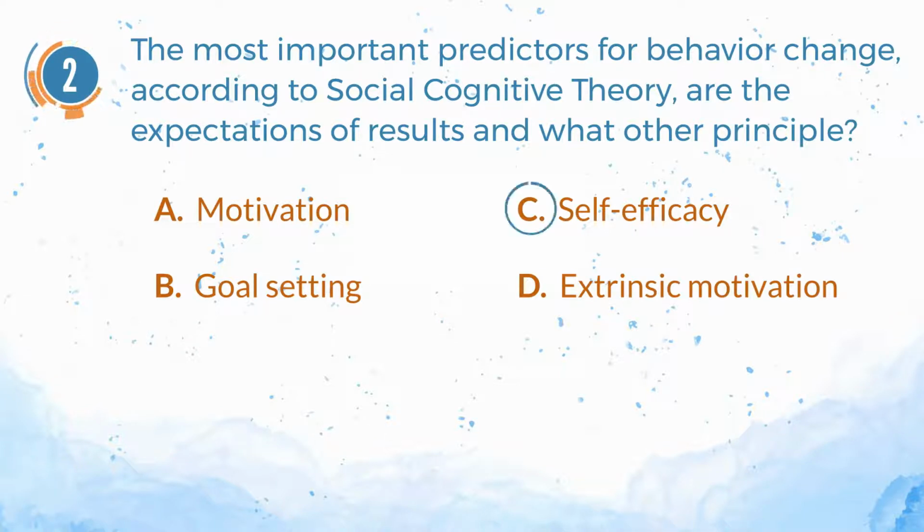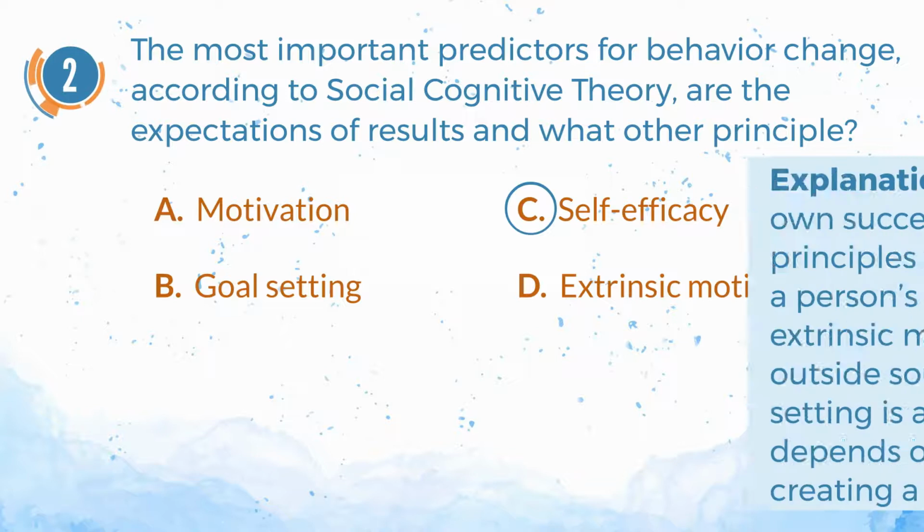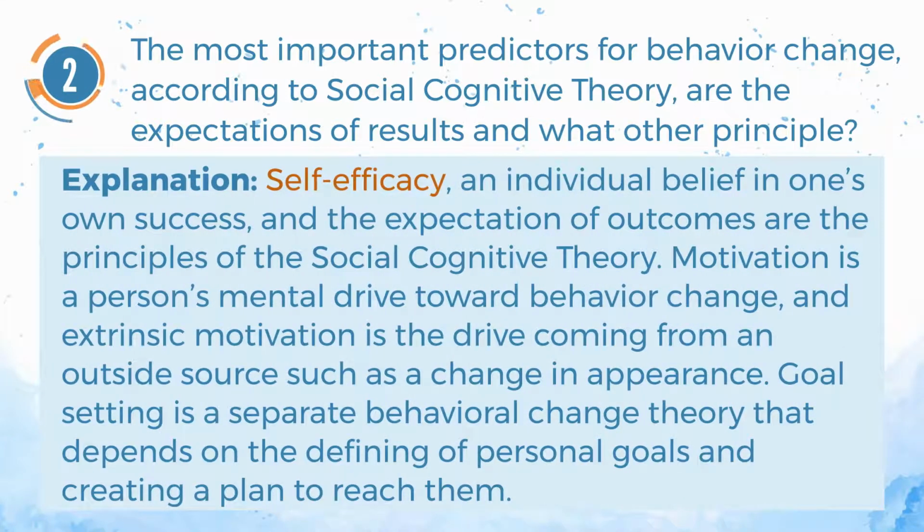The answer is C. Self-efficacy. Explanation. Self-efficacy, an individual's belief in one's own success, and the expectation of outcomes are the principles of the social cognitive theory. Motivation is a person's mental drive toward behavior change, and extrinsic motivation is the drive coming from an outside source, such as a change in appearance. Goal setting is a separate behavioral change theory that depends on the defining of personal goals and creating a plan to reach them.